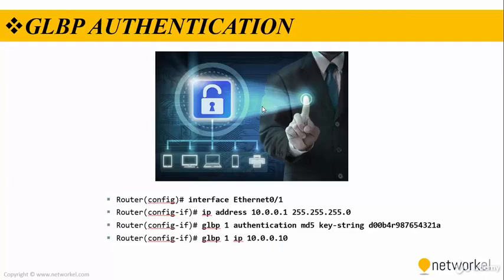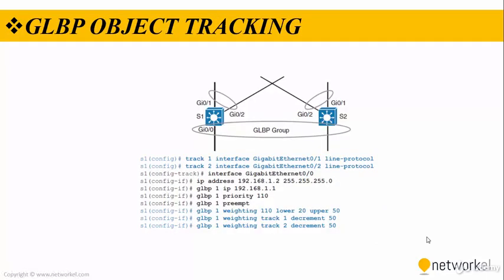And here is the authentication of GLBP. GLBP also supports the MD5 and you can use GLBP group member authentication MD5 and key string, and this is the string that we are going to use for the authentication. And you can also do GLBP object tracking too, and here is the configuration of how you can do it, and that's the same logic as between the HSRP and VRRP.